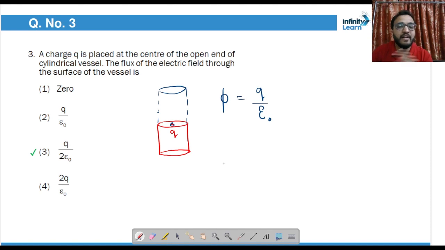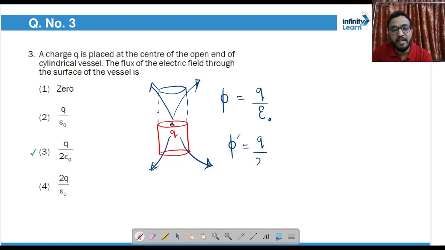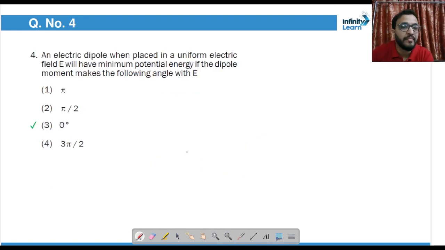Now this flux is divided into two identical cylinders. Symmetrically, whatever the flux goes through here, same flux will pass through this cylinder also. So flux through one cylinder will be Q by 2 epsilon naught. Do you understand? So third option is correct. Let's go to fourth question.